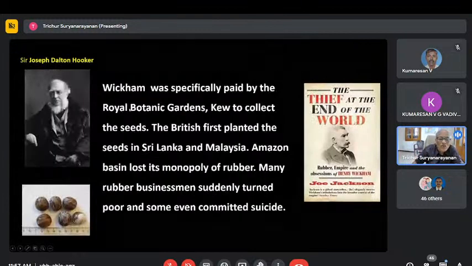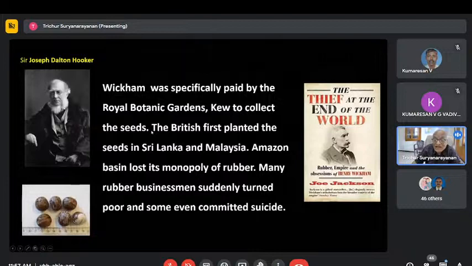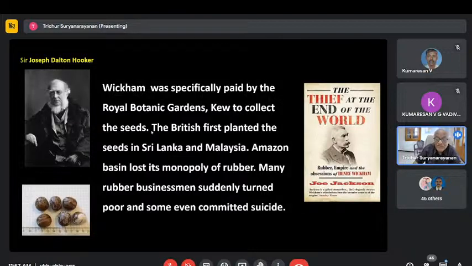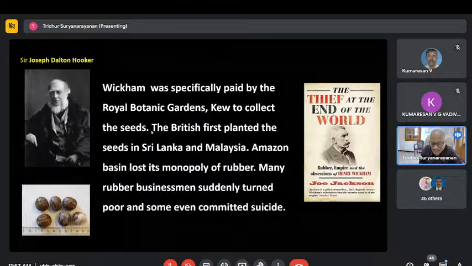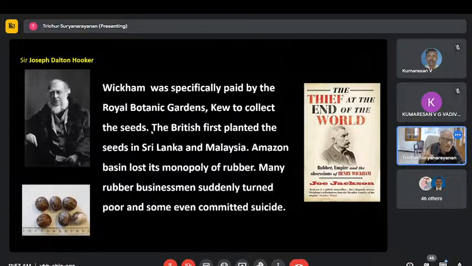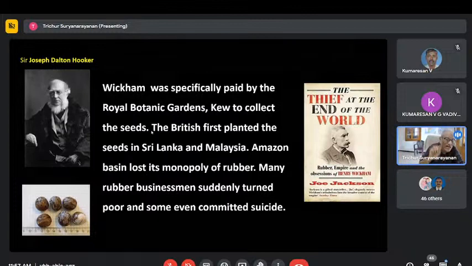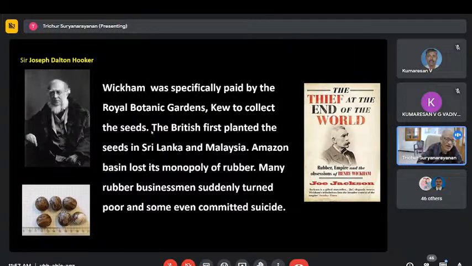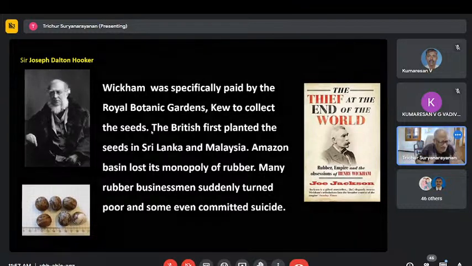Okay, so Wickham was paid by Royal Botanic Gardens, Kew, to collect the seeds. So it was not that Wickham went there and then had an idea of collecting the seeds. No, even before his travel to the Amazon, Royal Botanic Gardens paid him and asked him to collect the seeds and to declare them, in a false way, as academic specimens. It was just a theft.